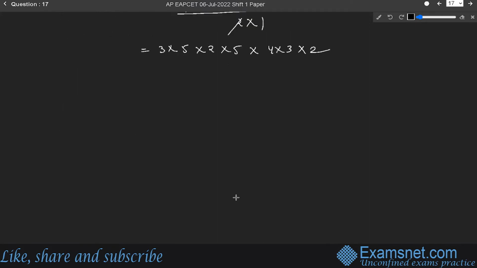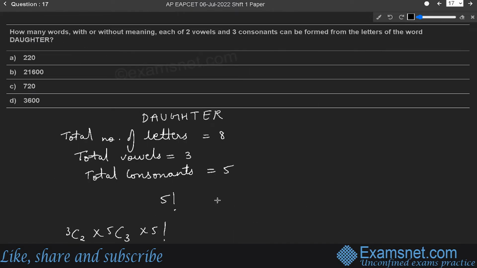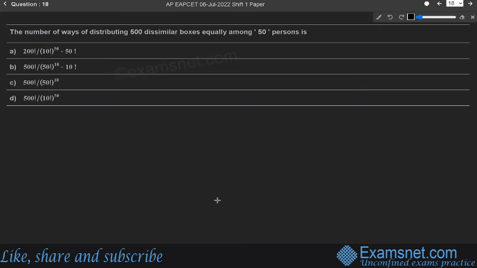So it will be equal to 15 into 10 into 12 into 2, which gives 150 into 24. On further calculation, it is equal to 3600. Therefore, we can say that the correct option for this question is option number D, which is 3600. Next question is a very interesting question, and it is a very, very simple question. And this kind of question always comes in the exam.